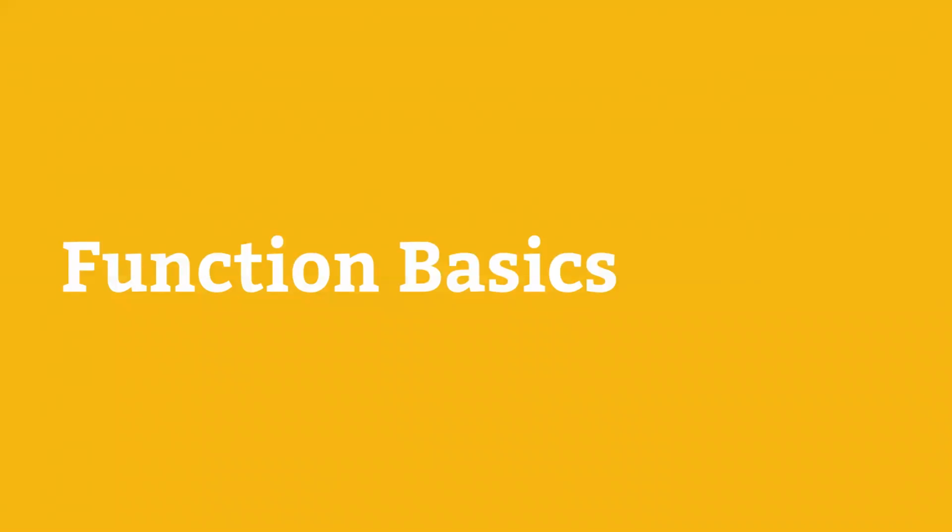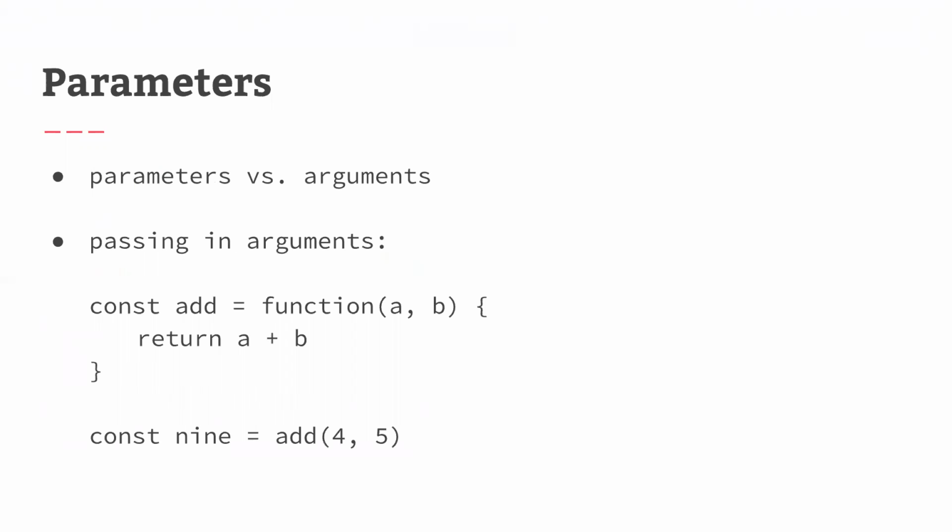All right, function basics. So this is stuff you probably already know, but I just want to make sure that we're all on the same page. So what's the difference between a parameter and an argument?